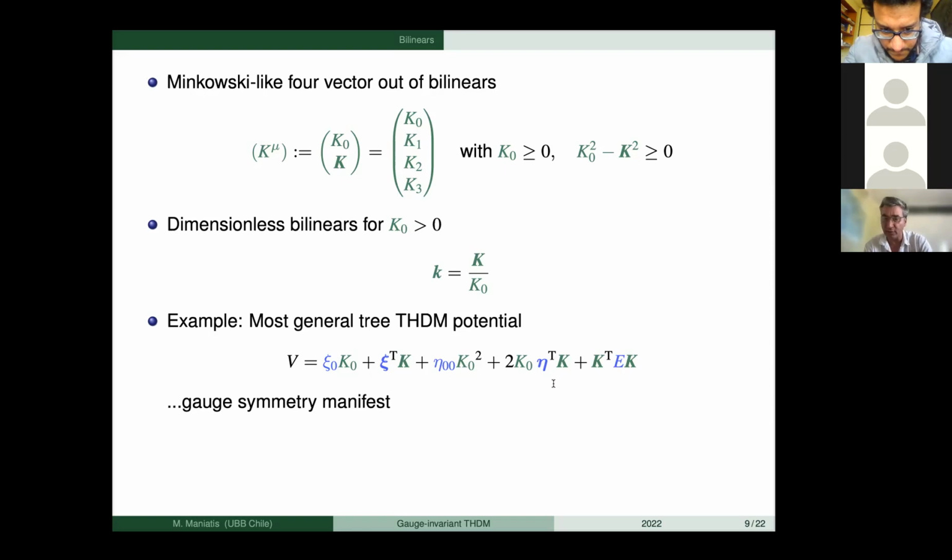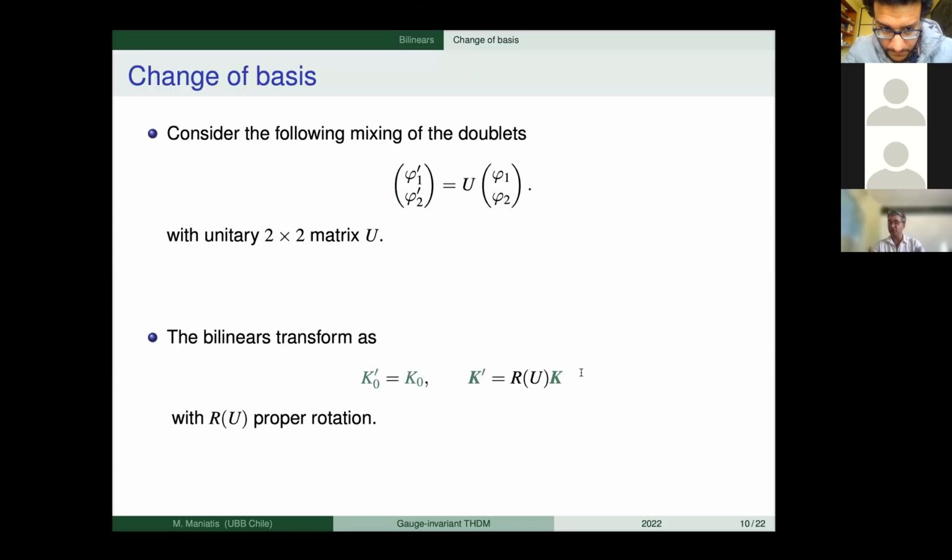One could add a constant, which we can always drop from the potential, of course. Everything is manifestly gauge-invariant, because these bilinears are constructed in a gauge-invariant way. Everything is real. The potential is real, and the parameters are all real. We have 14 parameters in total in the Two-Higgs doublet model. This is the idea, and let me show what the advantage is.